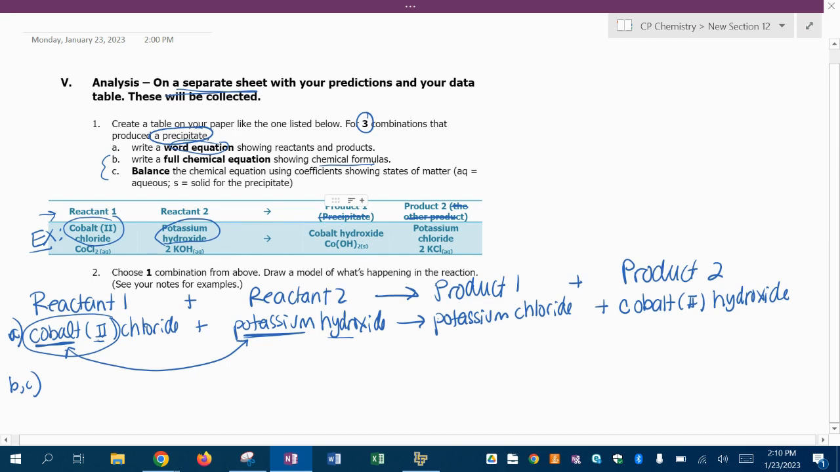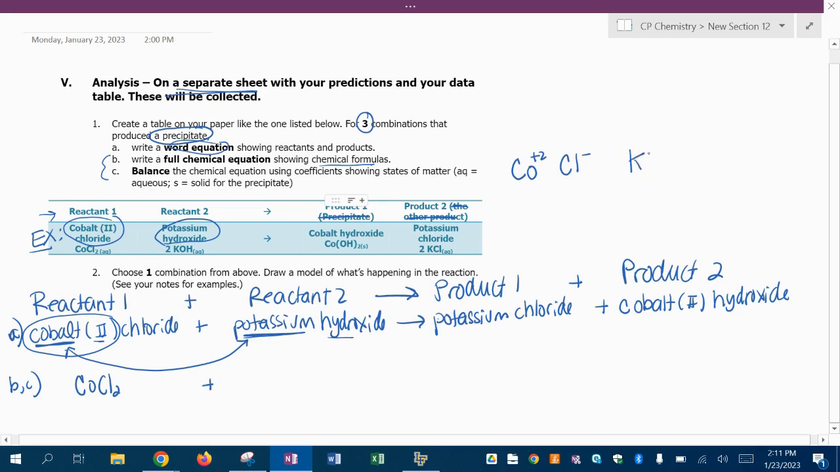So let's look at cobalt 2 chloride. I'll do a little scratch work over here. Cobalt, the Roman numeral 2 tells us a plus 2 charge. Chloride is a halogen, group 17, almost at the end of the periodic table. So if you look at your periodic table, you know that's minus 1. So plus 2 minus 1 doesn't cancel out. So we're going to need 2 chlorines and 1 cobalt. So we have CoCl2 plus potassium hydroxide.